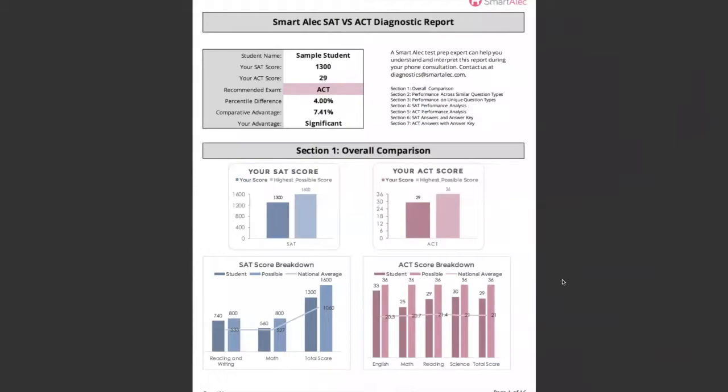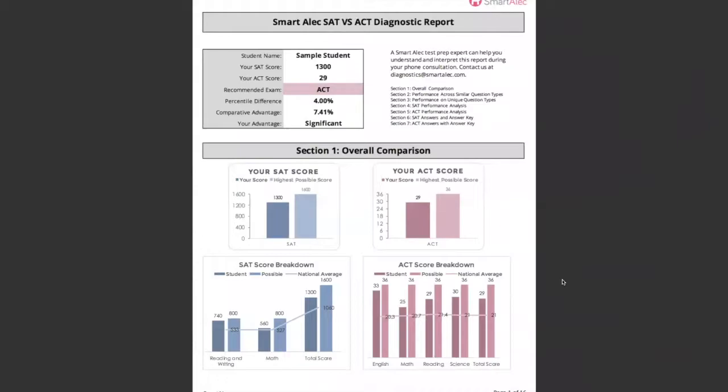A third way that you can help a student make a decision, though, would be an academic personality assessment that you could conduct with them. And there are some key indicators that can give you a pretty good idea of which exam is a better fit for a student. So there's a few things to look for here. One is just how fast are they when it comes to reading comprehension.